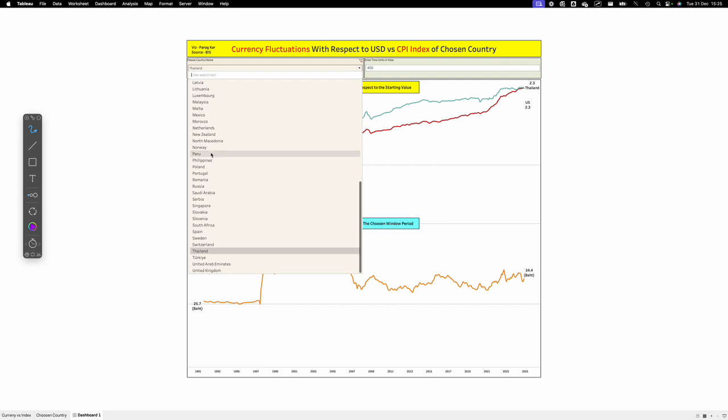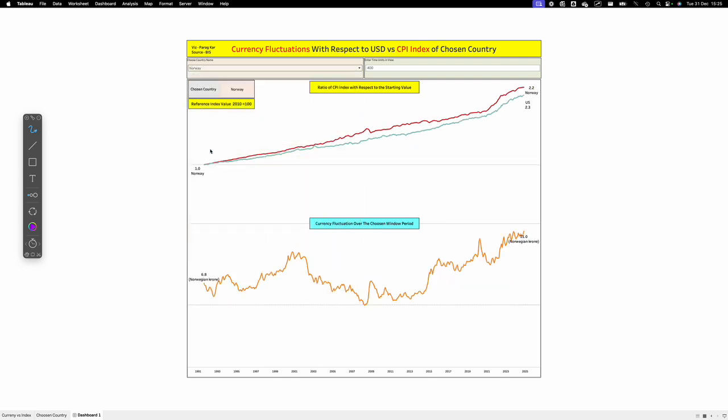Now let's look at some other country like Norway. Let's say Norway, you will see that both the inflations are at par with each other. So the currency has not depreciated significantly.